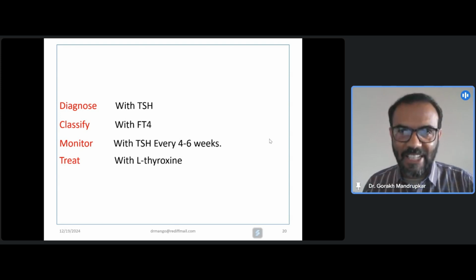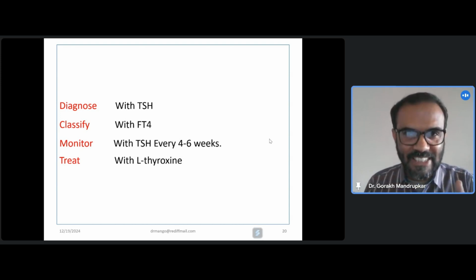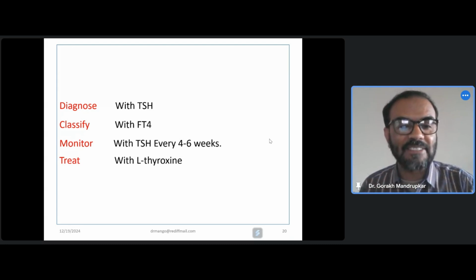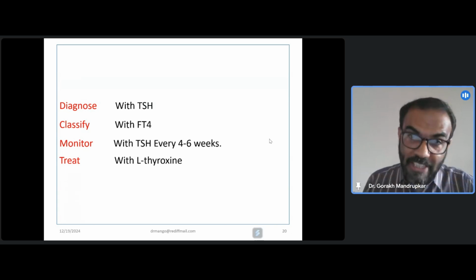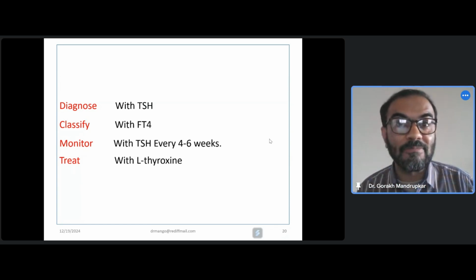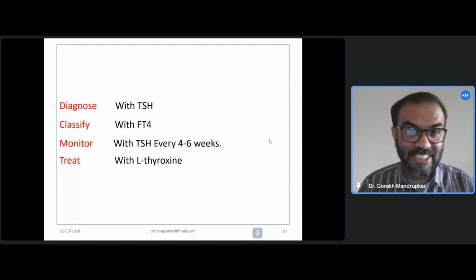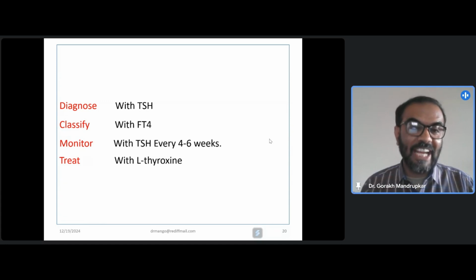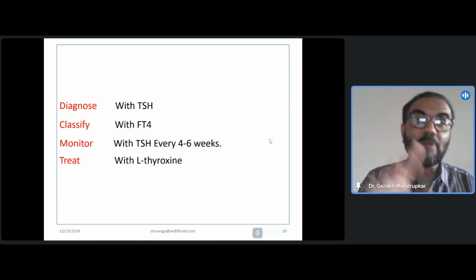Screen and diagnose with TSH. So I will add here, screen and diagnose with TSH. Classify with FT4. Monitor with TSH every 4 to 6 weeks. There is no need to do free T4. In cases of hypothyroidism, for monitoring, we are wasting national resources. Unnecessary money is going on. And that FT4 is not going to change our dose. In cases of hypothyroid patients, the dose will be titrated only depending upon TSH levels, and treat with L-thyroxine.